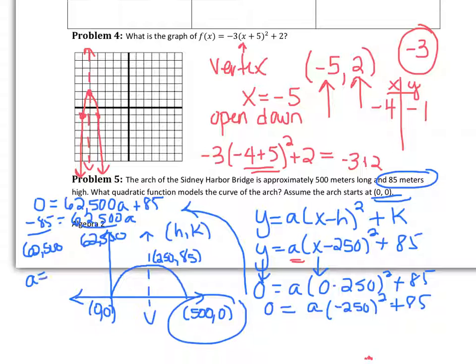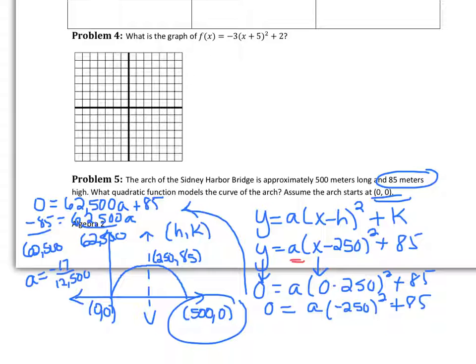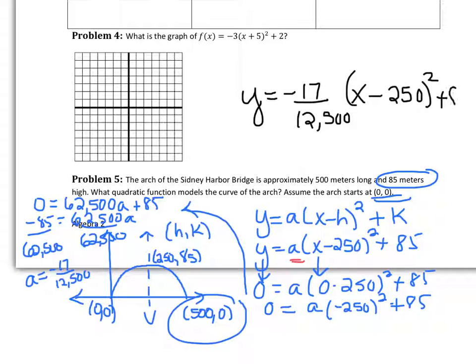So a, when simplified, is negative 17 over 12,500. Okay, good. And now that you have your a, your h, and your k, you can write the quadratic model. I'm going to erase some of the top here so we have some room to write. So we're going to replace a with negative 17 over 12,500, replace h with 250, and k is going to be your 85. Good. And that's your final model answer.